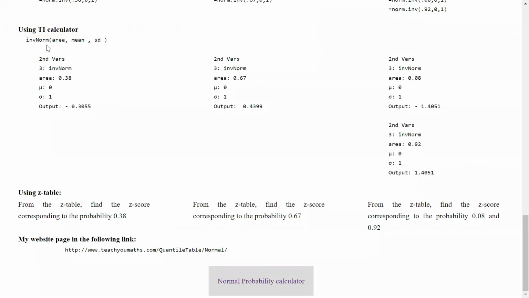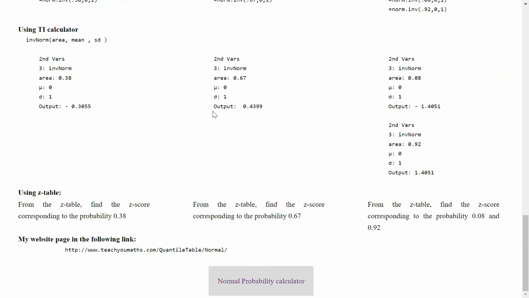Using the TI calculator, the command is invNorm inside the parenthesis. The arguments are area, mean, and standard deviation. On the calculator, press two buttons, second and VARS, and then 3 invNorm. On the next screen, enter area; mean 0 and standard deviation 1 are default values. First, enter area equals 0.38 for left probability. That results in negative 0.3055 as the left quantile.